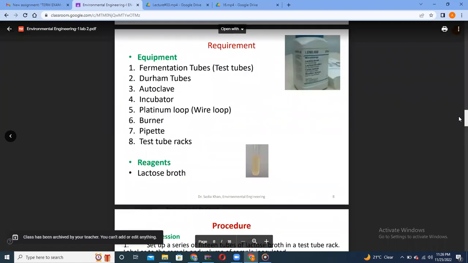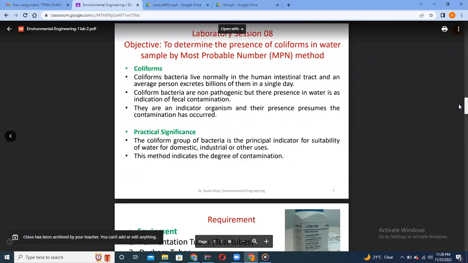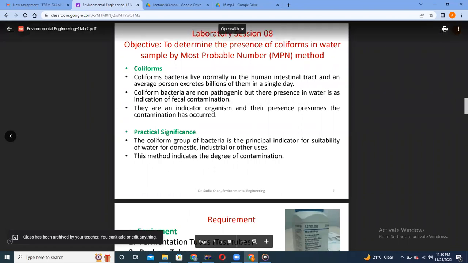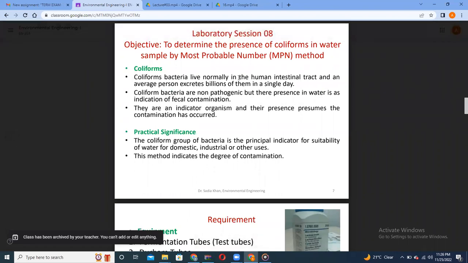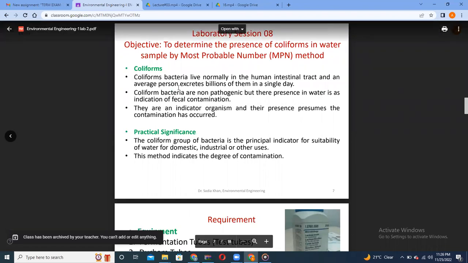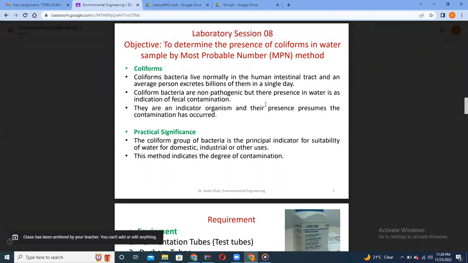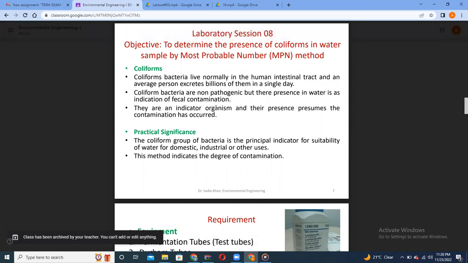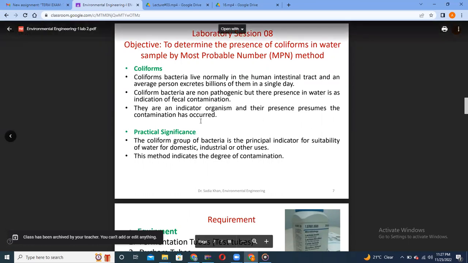Firstly, the equipment. Let's first start with the coliforms. What are coliforms? Coliform bacteria live in the human intestinal tract, and an average person excretes billions of them in a single day. Coliform bacteria are non-pathogenic, but their presence in water is an indication of fecal contamination. They are indicator organisms, and their presence presumes that contamination has occurred.